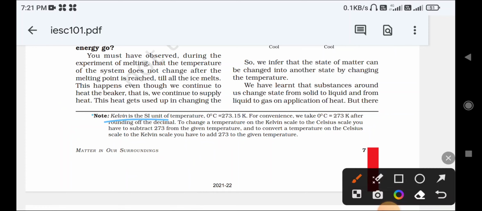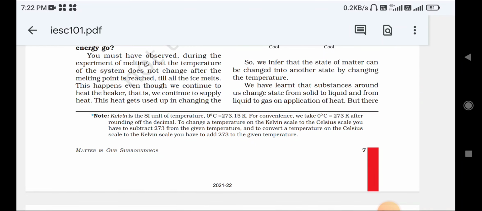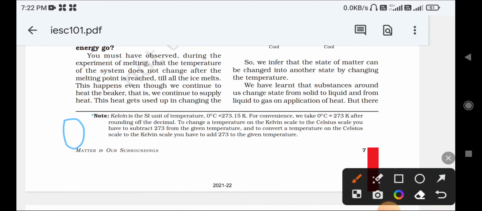The Kelvin is the SI unit of temperature, and 0 degree Celsius is equal to 273.15 Kelvin. Roughly, by using the round off method, we can take the value of 0 degree Celsius as 273 Kelvin.